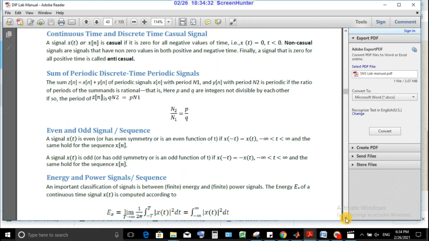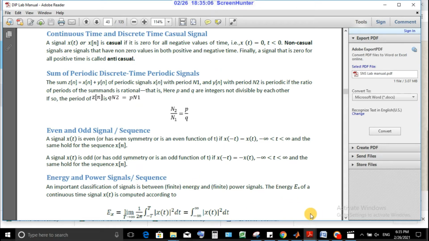Even and odd signal sequence. A signal x(t) is even, or has even symmetry, or is an even function of t, if x(-t) = x(t) for t greater than minus infinity and less than positive infinity, and the same holds for sequence x(n). A signal x(t) is odd, or has odd symmetry, or is an odd function of t, if x(-t) = -x(t) for t greater than minus infinity and less than positive infinity, and the same holds for sequence x(n).